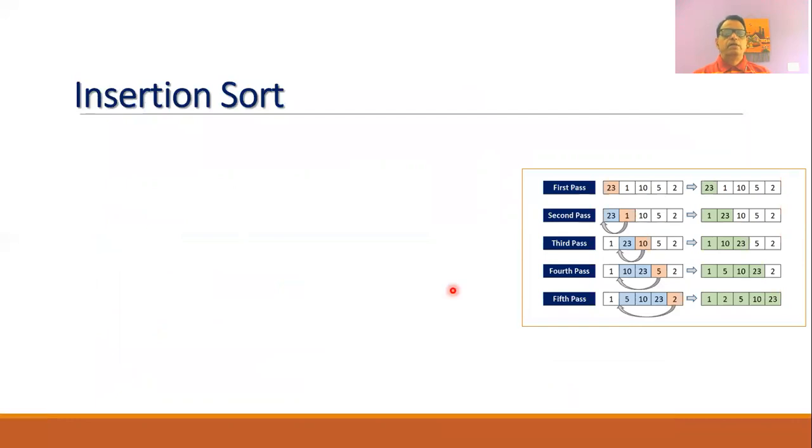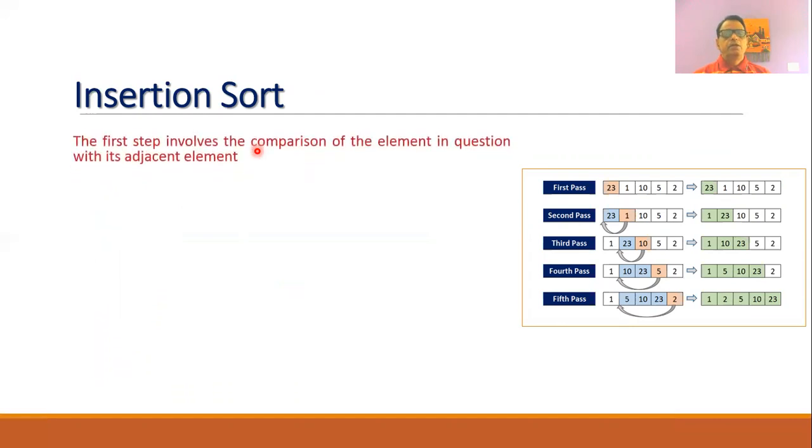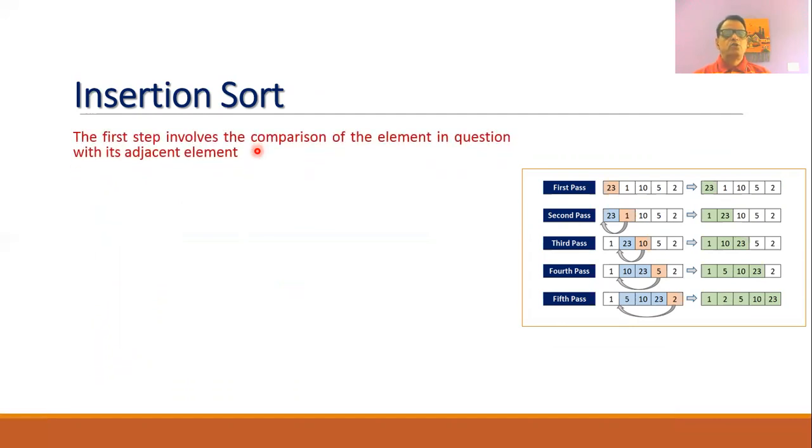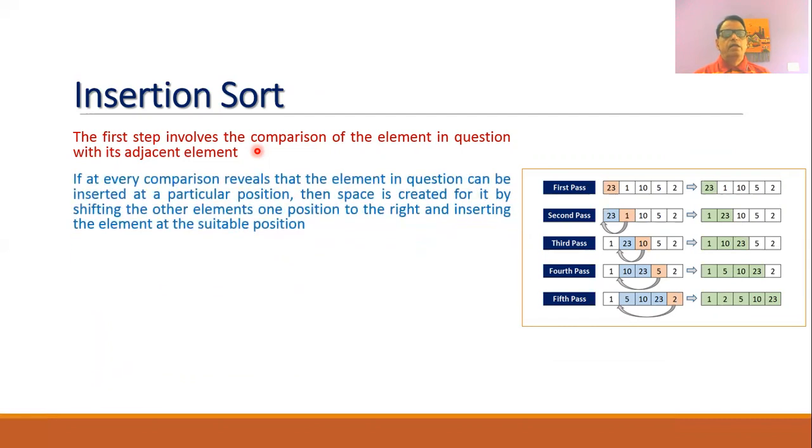The third method that is being used for sorting of the array is called the insertion sort method. In the insertion sort method, we compare the element in question with its adjacent elements. At every comparison level, the element in question can be inserted at a particular position. If we need to insert the element, then space has to be created.